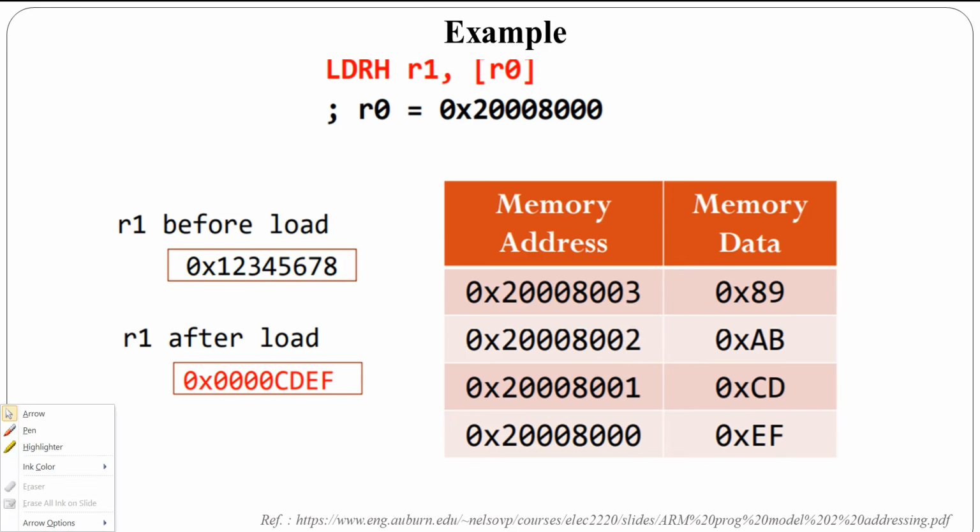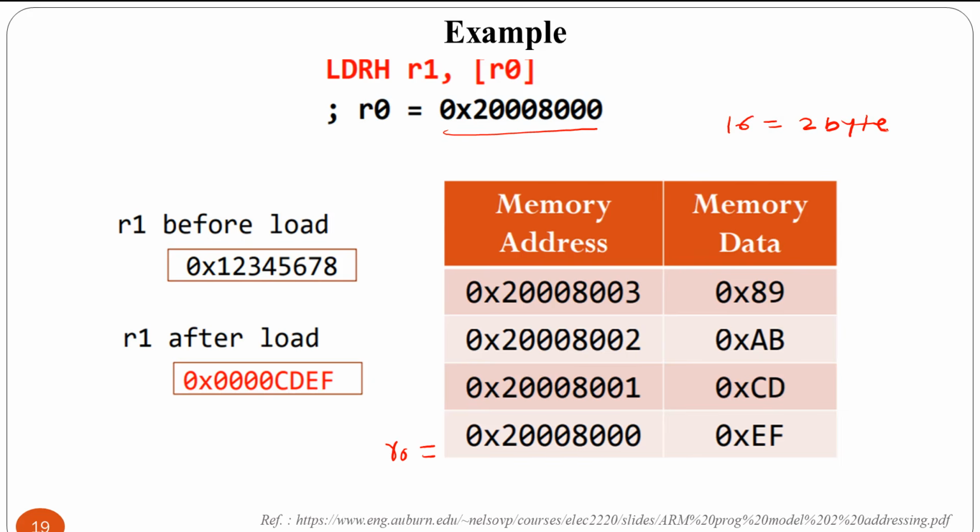Now here is another example. Load register half word R1 comma R0. Now we have to load the register from the address pointed to by R0. R0 has the address 0x2800. We have to load a half word, meaning 16 bits, which is nothing but 2 bytes of data, from this location into the R1 register.